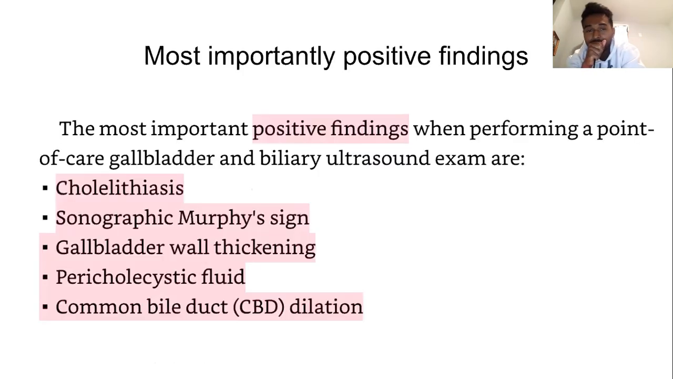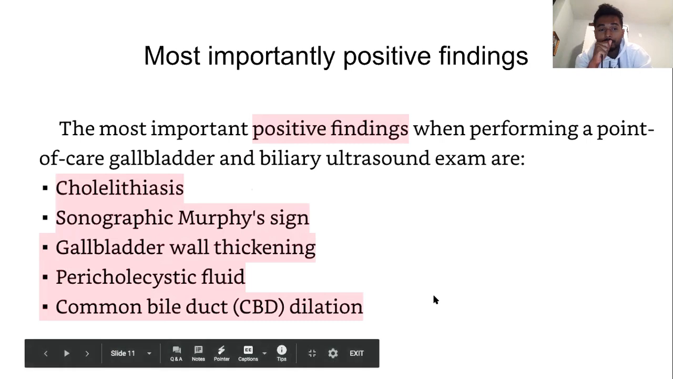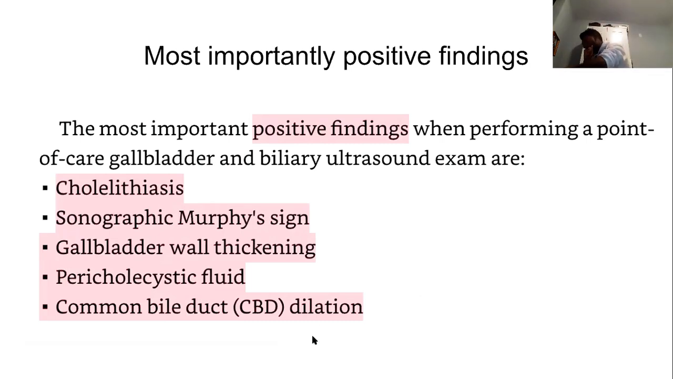All right, so gallbladder. When the operator is doing a gallbladder exam, these are the things he or she is looking for. He's looking for cholelithiasis, gallstones. He's looking for a positive or negative sonographic Murphy sign. This is the checklist that an operator has to go through: gallbladder wall thickening, pericholecystic fluid, or common bile duct dilation.